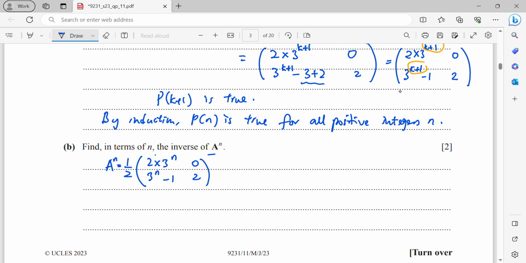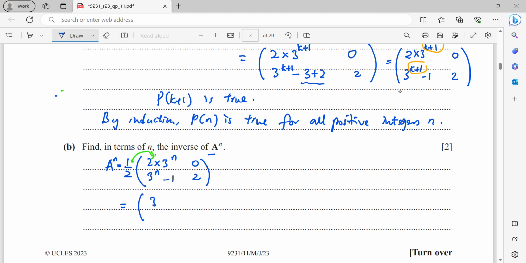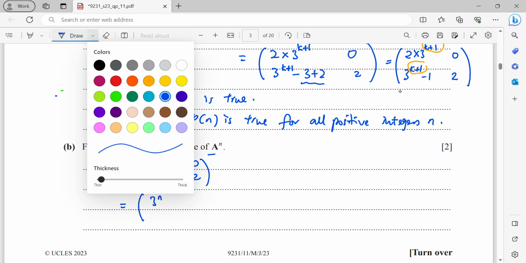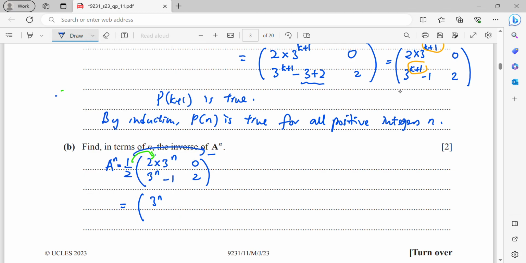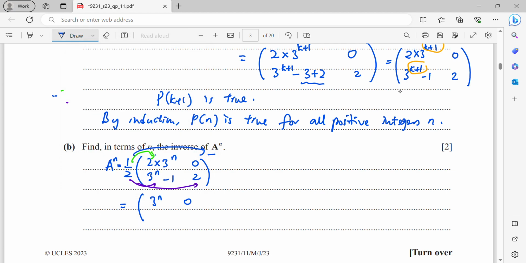So from here, I will simplify. I bring in the half. When you bring in the half, this half multiplies with the first term, the half and 2 cancel off, then you will get 3 power n. Then half times 0, I will get 0. Then the second row, first column, it will be 3 power n minus 1 divided by 2. Then half times 2 will be 1. This is my A^n. So now, to get the A inverse, I need to get the determinant first.